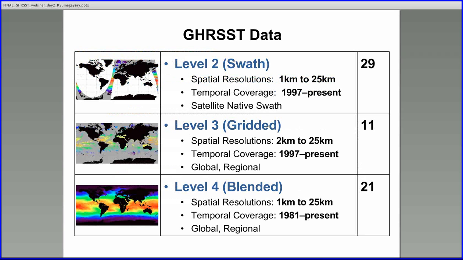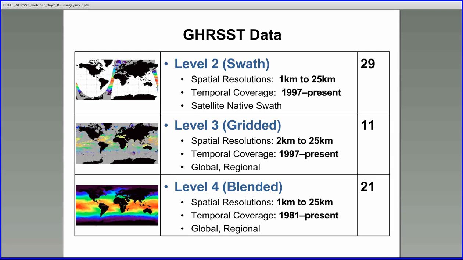So for the GHRSST data, in this slide, we describe its characteristics. There are 3 different processing levels, where level 2 has a satellite native swath projection. There are 29 level 2 data sets that have spatial resolutions ranging from 1 kilometer to 25 kilometer, and temporal range from the earliest 1997 to the present.